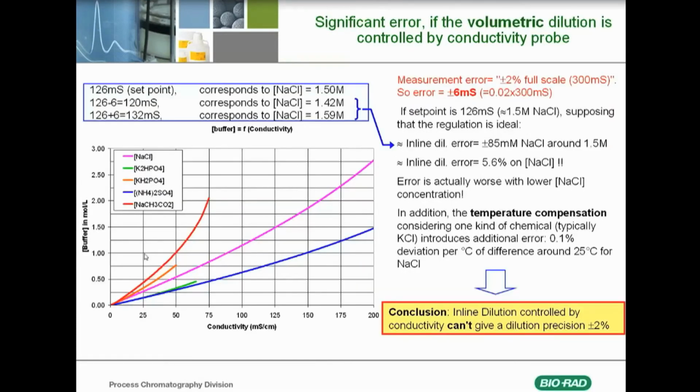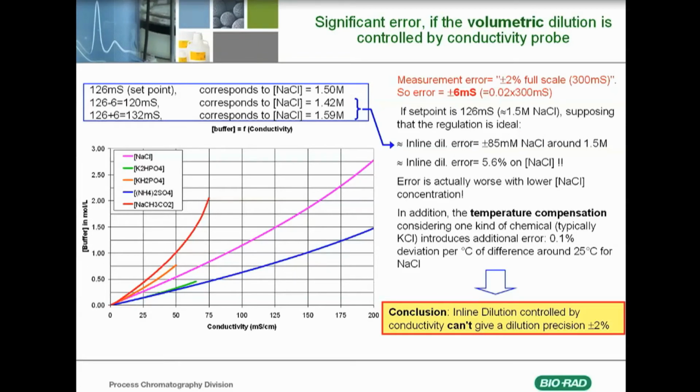I show in this graph the relation between the conductivity and the concentration for several kinds of buffers. So, for example, sodium acetate, ammonium sulfate, potassium phosphate, and NaCl. And you can see that, well, first, it is not linear. It's something quite known. And you can see that depending on the chemical, the law is quite different. This slide also shows something else which is very interesting.